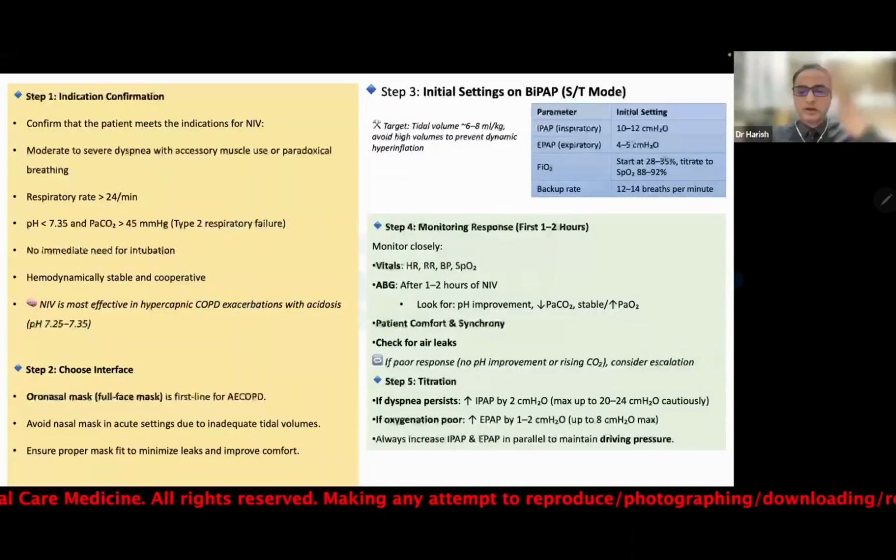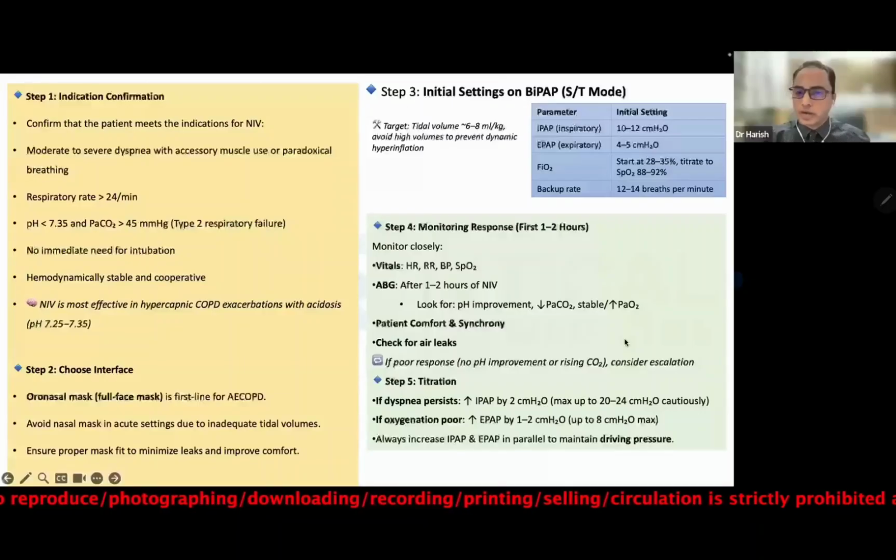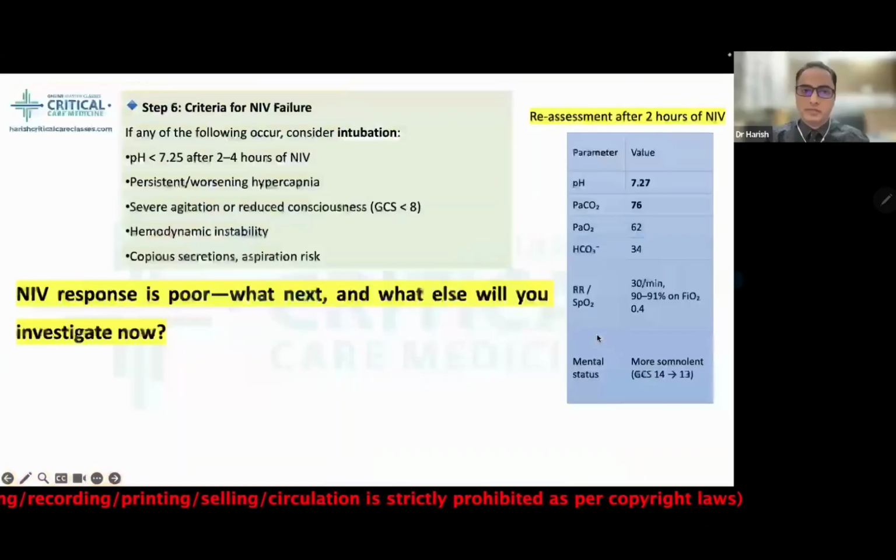If you increase the IPAP significantly and you don't increase the EPAP, that should not happen. You need to increase both in parallel to maintain adequate driving pressure. Okay, so this is about the initial setting of NIV in our particular patient.